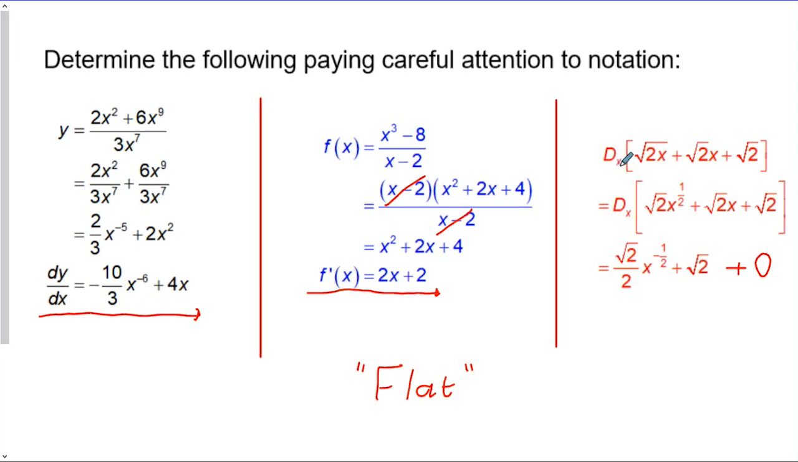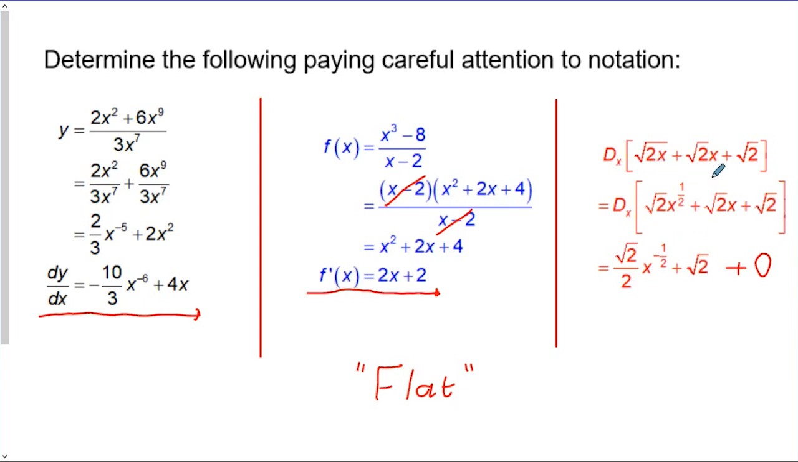Then this is also a notation you need to be comfortable with. What this is saying is differentiate with respect to x the stuff inside the square brackets. So the first thing I'm going to do is get it into flat form, right? So this is just a number, x to the half plus root 2 times x plus root 2.